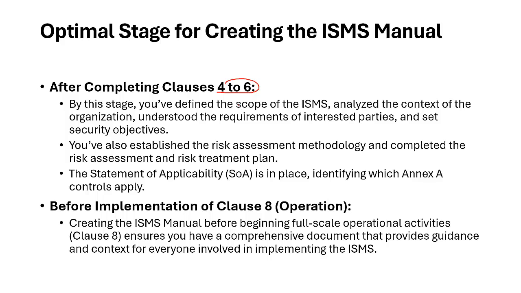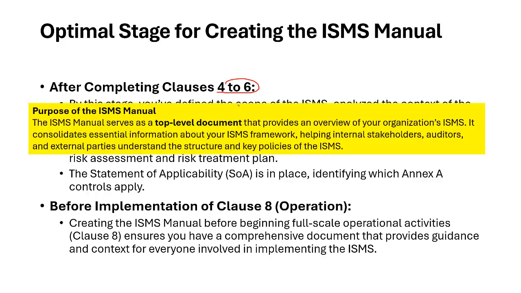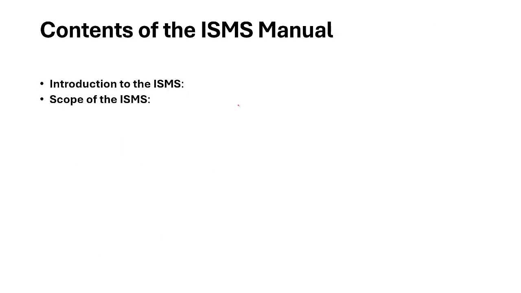And the reason is very simple: the ISMS manual serves as a top level document that provides the overview of your organization's ISMS. It consolidates essential information about your ISMS framework, stakeholders, audit structures, and key policies. So how does the ISMS manual look, and what is the content of an ISMS manual? Let's understand that. When you're talking about your ISMS manual, the first part is you need to give an introduction. I'll show you the sample also so you get a better visibility.